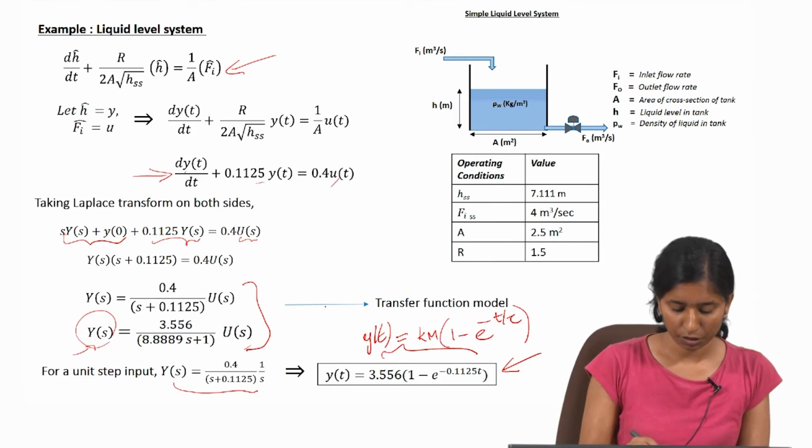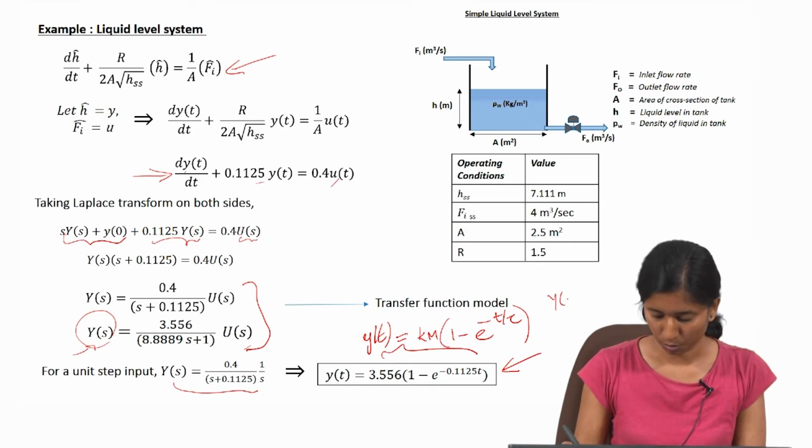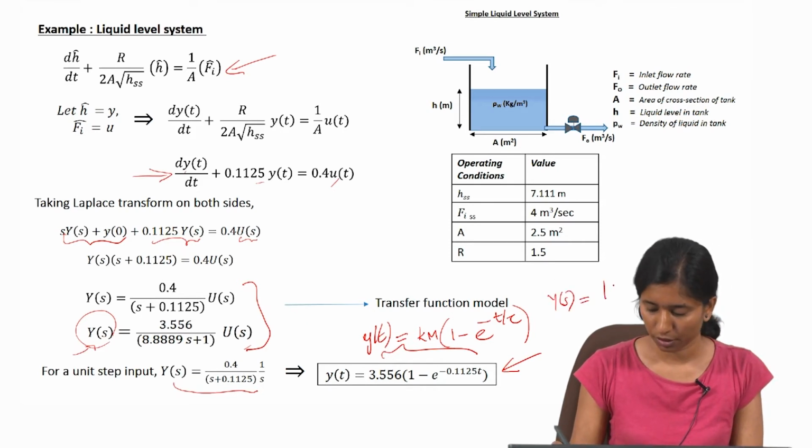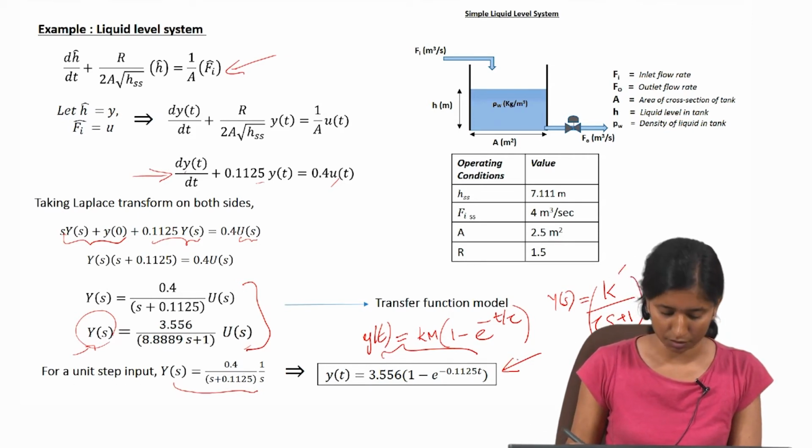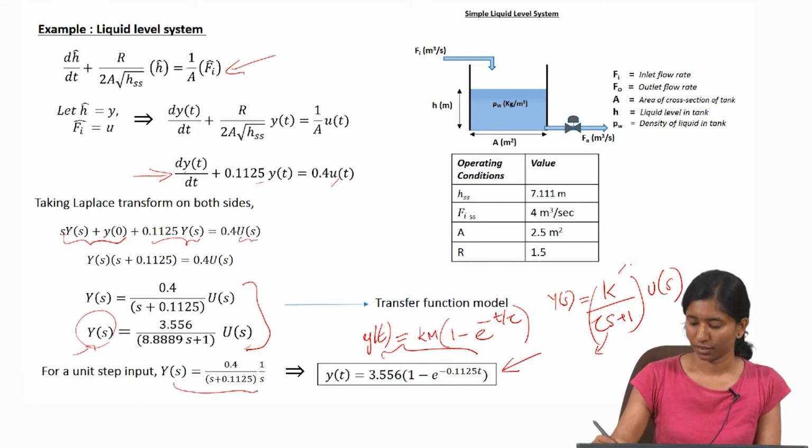So, this particular form for a first order system can be generalized as y of s equals k by tau s plus 1 into u of s, where k is the process gain and tau is the time constant. For this system, the value of k is 3.5556 and the time constant is 8.88.